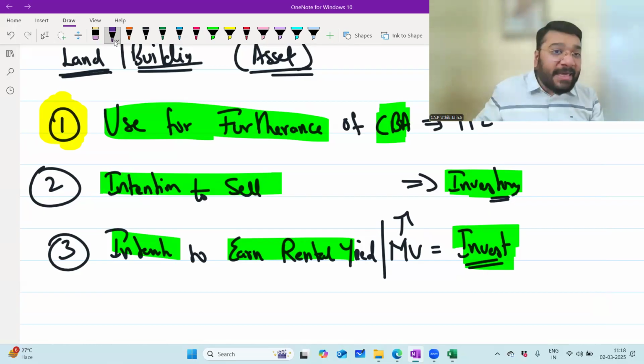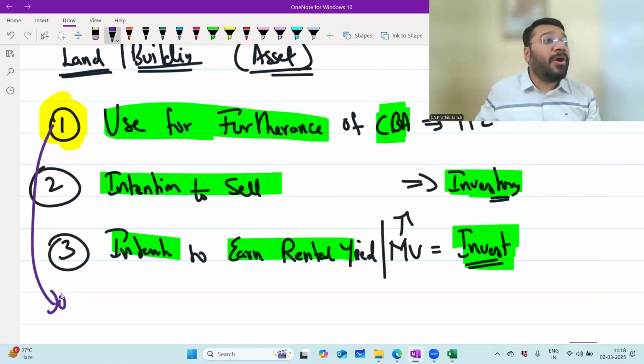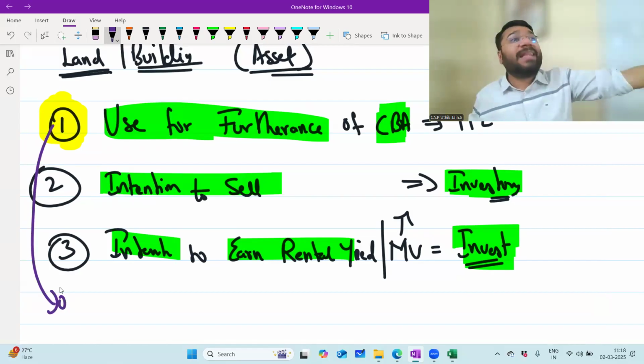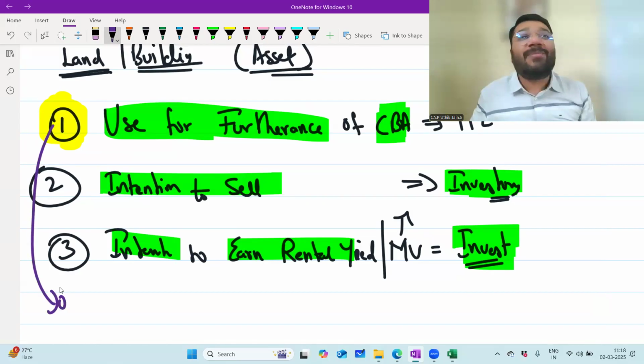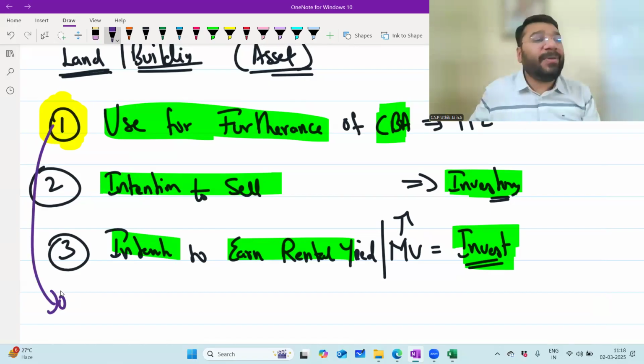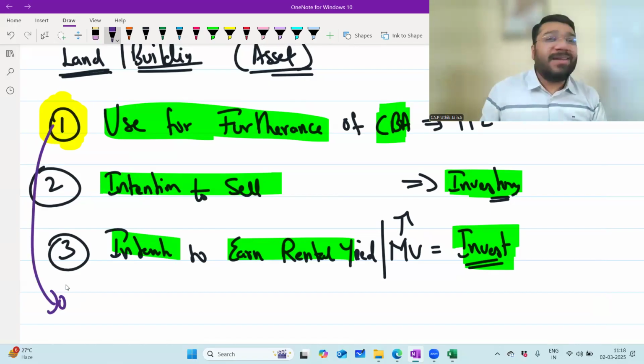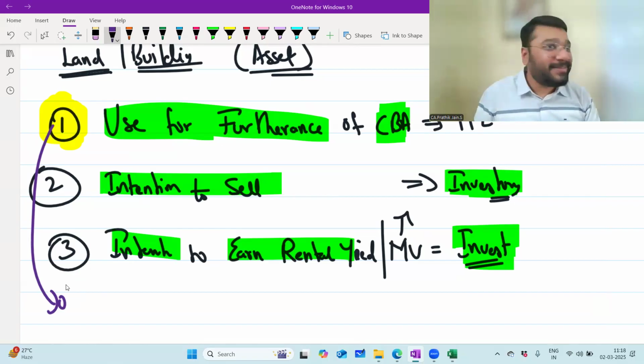No. From PPE, you have to remove it and take it to other current assets. Why? Because you have the intention to sell that asset and realize the money in the next 12 months of the reporting date, and hence that will become a part of your other current asset. Oh my God. New information, no?